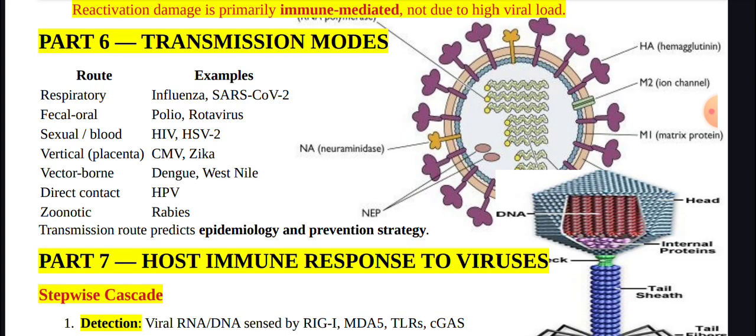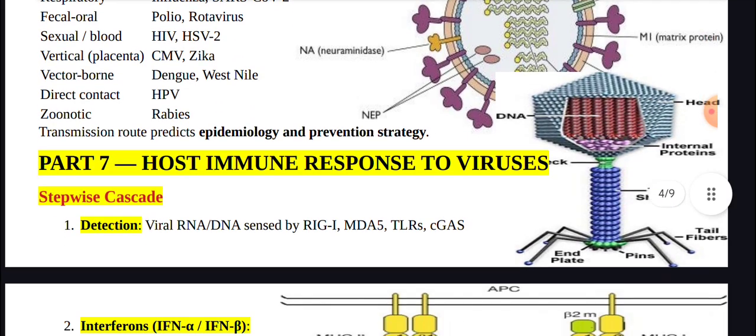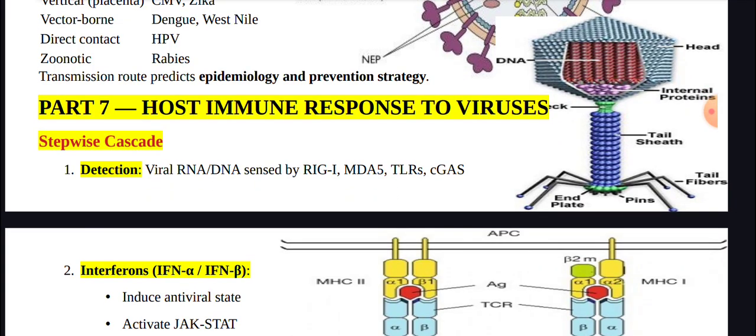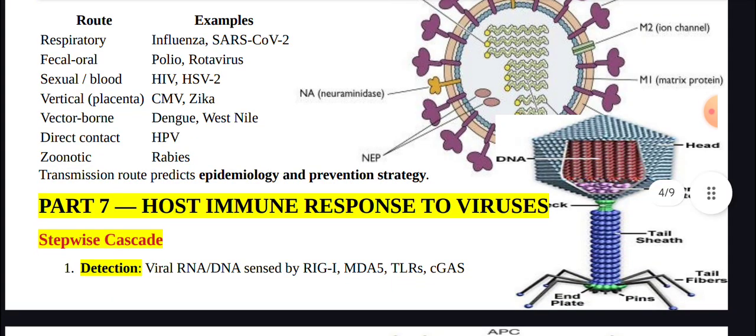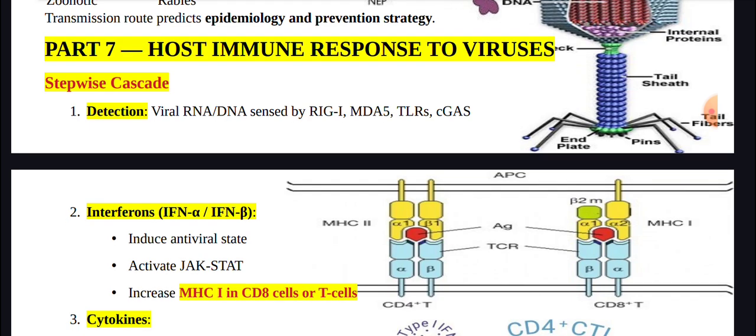What are they scanning for? Alien formats. They're hardwired to look for things that shouldn't be in a human cell. They look for double-stranded RNA. They look for DNA floating in the cytoplasm where it shouldn't be. If RIG-I grabs onto a piece of viral dsRNA, it snaps shut like a mousetrap and pulls the fire alarm. That leads to step two, the alarm, the interferons.